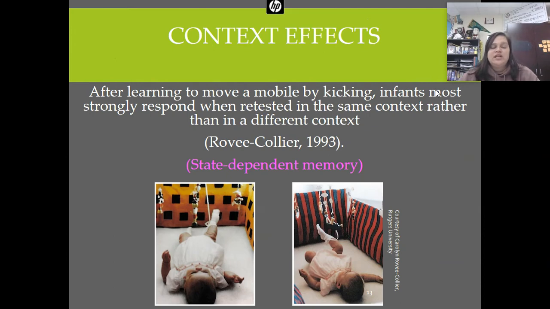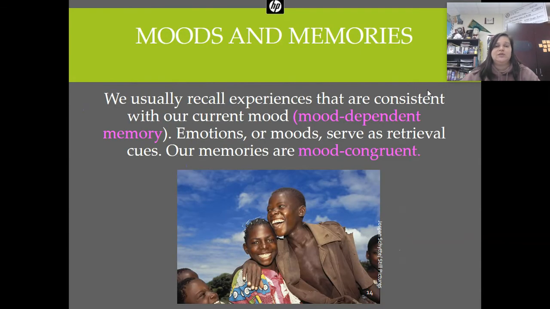In another study, these babies learned to kick a mobile in one crib with different patterns around them. And then when they were in a different crib, they didn't do it as well as if they were in the same context. Similar to state dependent memories are mood congruent and mood dependent memories. These are where we can recall other experiences and other memories when we were in the same mood.